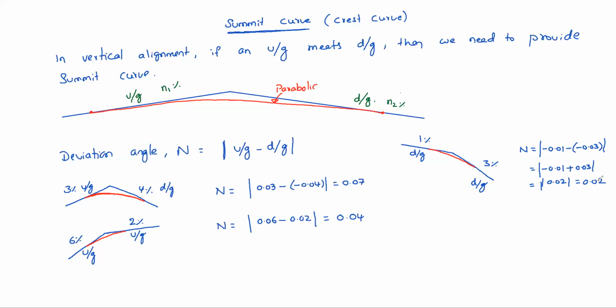Okay, so like this, in different situations, a steep upgradient and a mild downgradient meeting, then also you get a summit curve, or a mild downgradient meets with a steep downgradient, then also you get a summit curve. These are the situations where we come across summit curves. So you understood what is deviation angle.